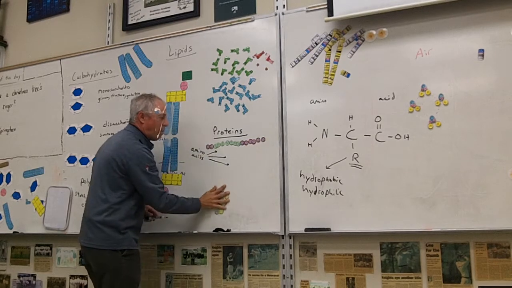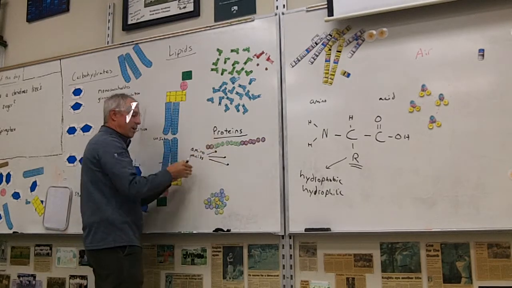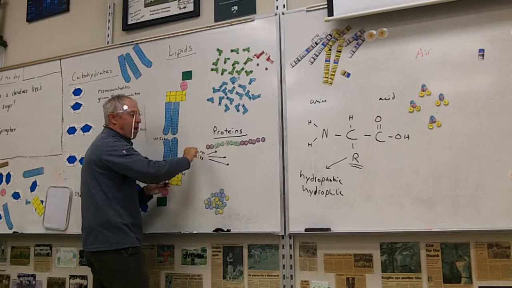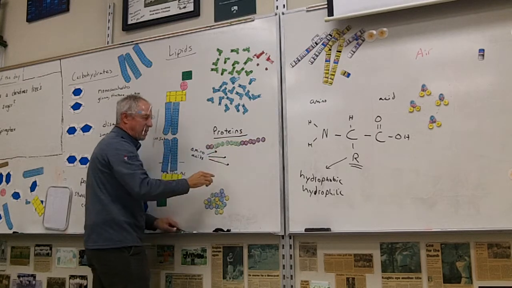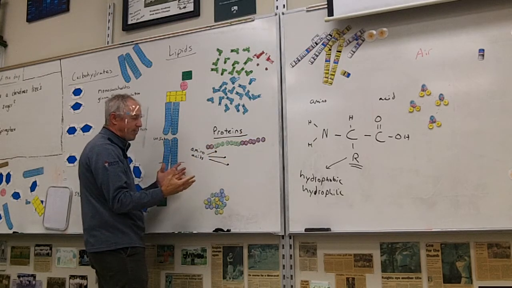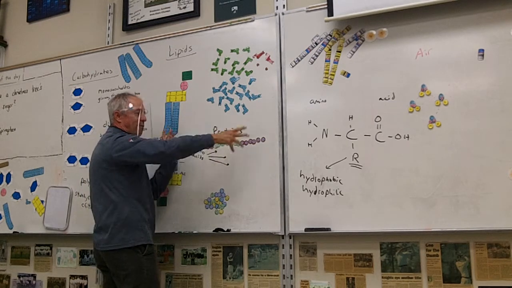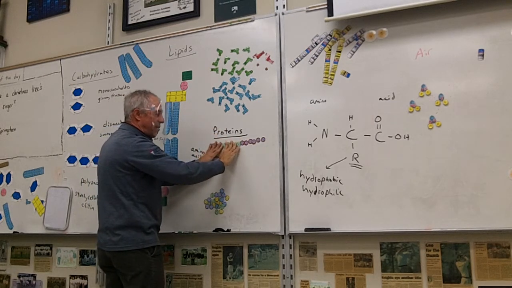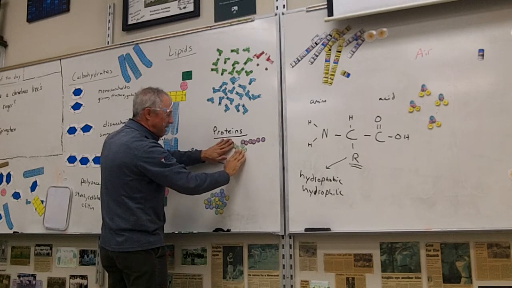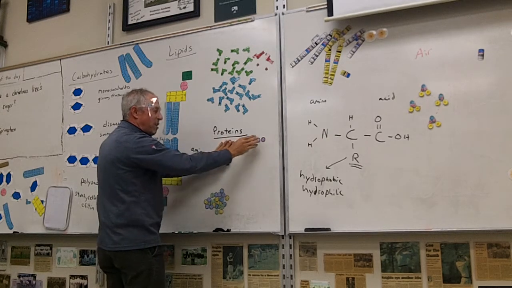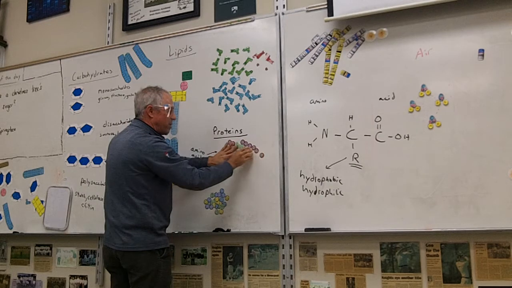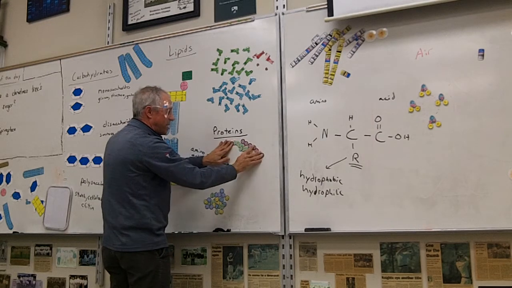If this was my whole protein and you dropped it in water, it wouldn't stay like a chain like this. What would it do? The greens want to get away from the water around them, so they would huddle on the inside. And the reds want to go toward the water around them, so they would stick out.